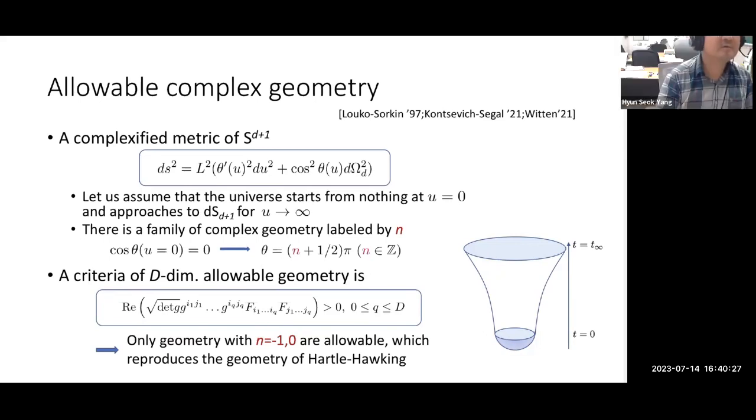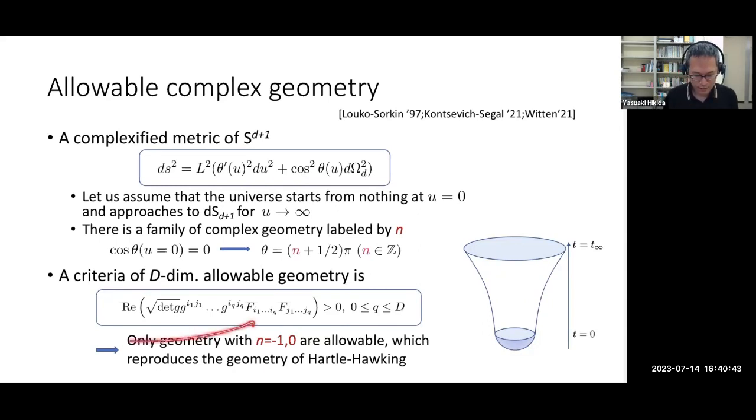For example, this does not include tensor fields. The graviton is a tensor field with spin 2, and this is not included. So I don't think this condition is concrete. But it is a starting point. This is what I understand.